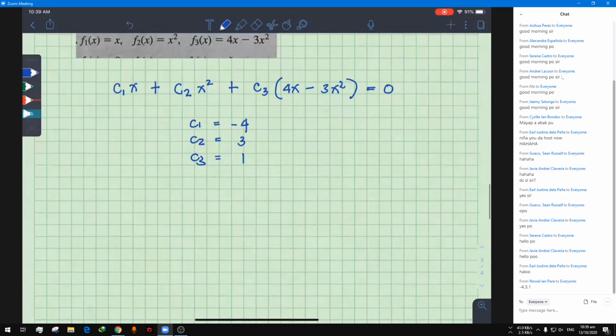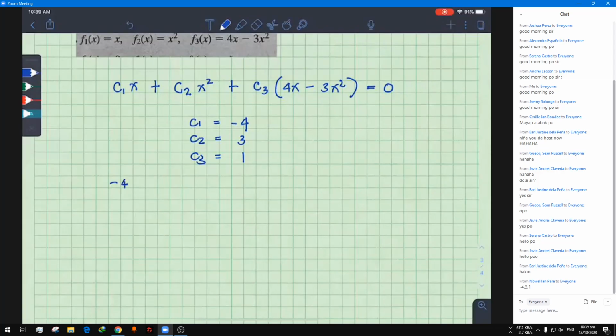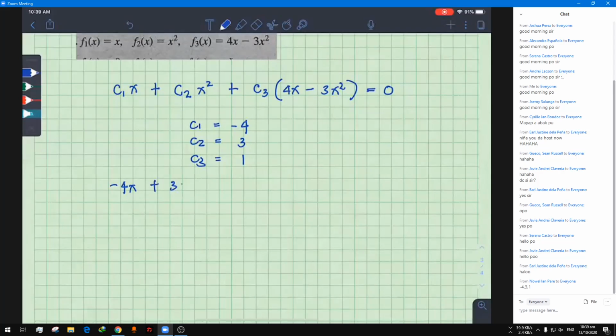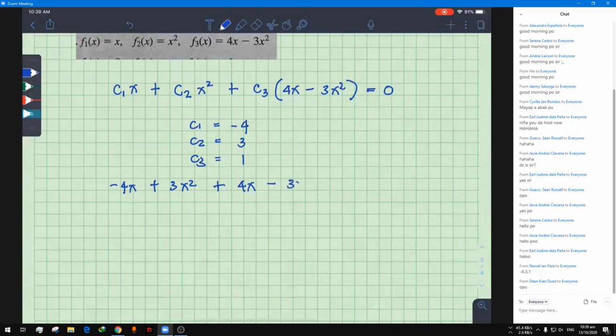So let's try to see. C1 is negative 4x, C2 is 3x squared, and C3 is 1. So that will just make it 4x minus 3x squared equal to 0. From here, negative 4 plus 4 would cancel out, and 3x squared minus 3x squared would cancel out as well. Therefore, 0 is equal to 0.